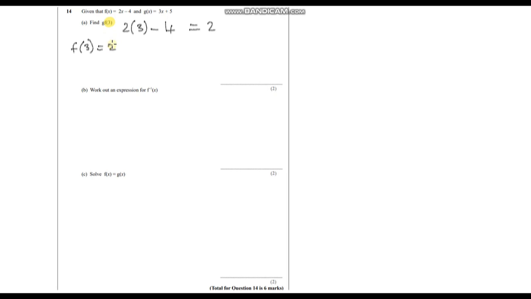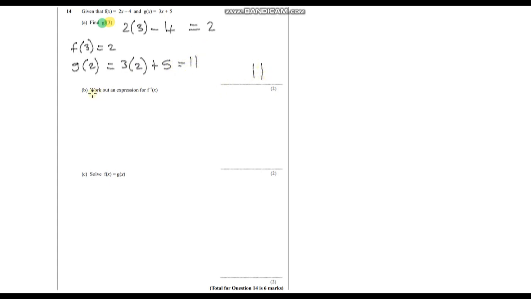And now I need to put 2 into my g function. So now I'm going to look at the g function, and now I'm going to do g of 2. I'm just going to substitute 2 into this function here. So it's going to be 3 times 2 plus 5. Well, 3 times 2 is 6. 6 plus 5 is 11. So our answer is 11.